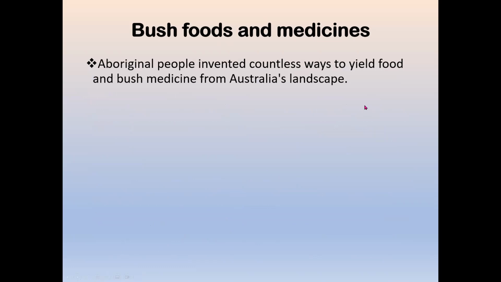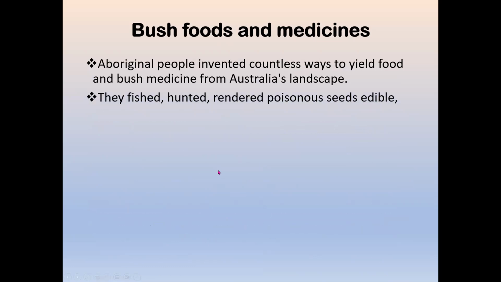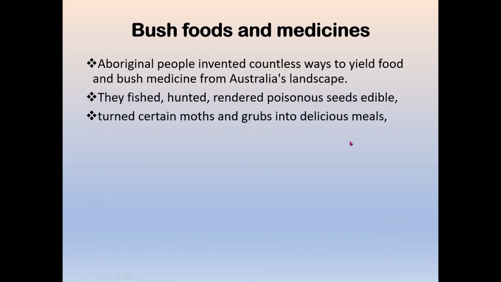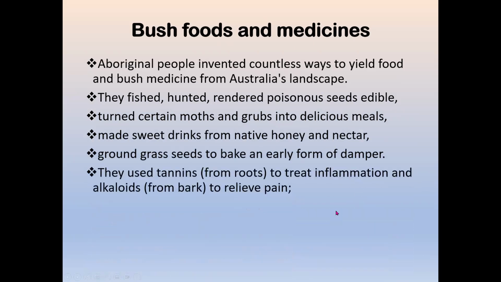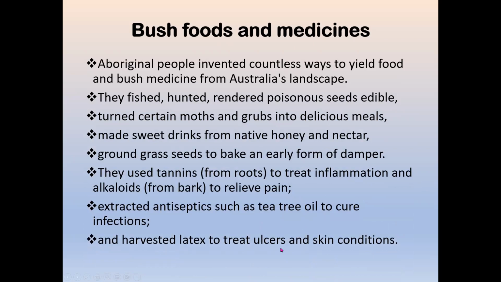And so they found ways to yield food and bush medicine. The fish hunted, they rendered poisonous seeds edible. I mentioned that. Moths, grubs, they used to love eating them. They were special. And there's just a list. I mentioned some of them before.